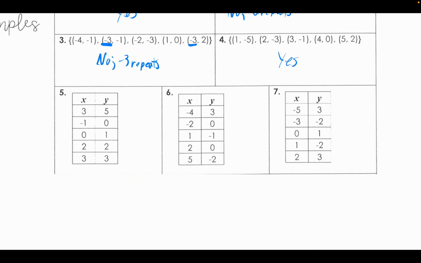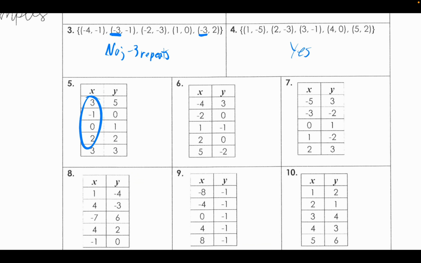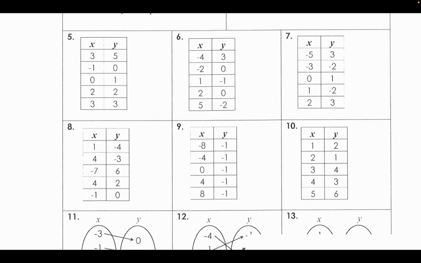Doing the same thing here, but now if we look at tables. So once again, these are x values, and we're looking to see, hey, do any of these x values repeat or go to multiple y values? And so why don't you go and try 5 through 10? Hopefully you tried those now, and we look at 3 and 3, and we're saying, oh, nope, not a function because 3 repeats, or 3 goes to both 5 and 3. Number 6, yes, this is a function.